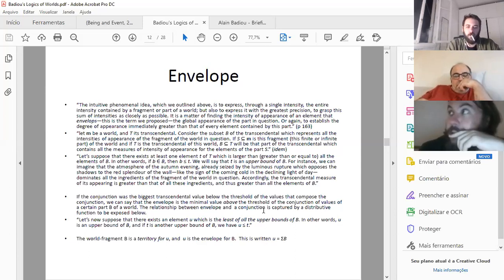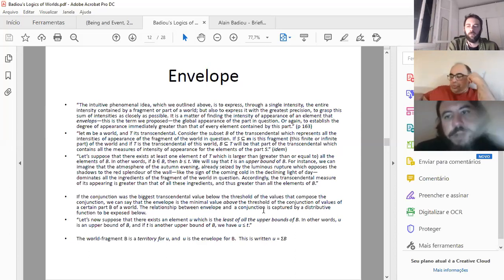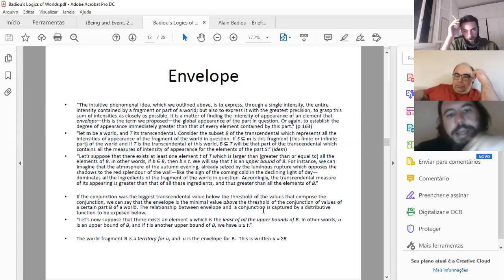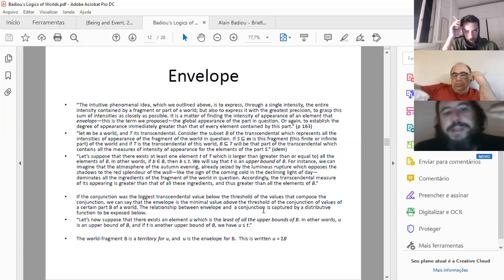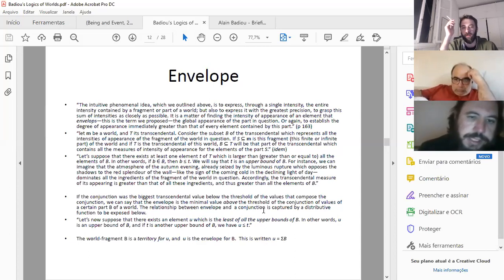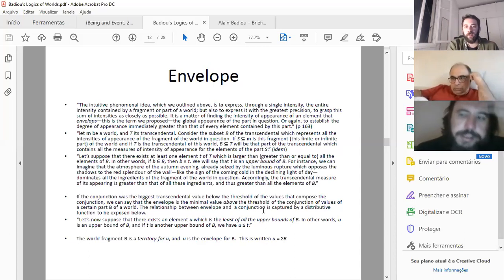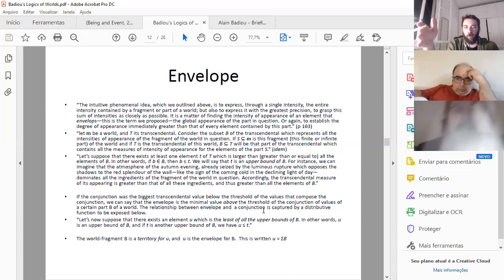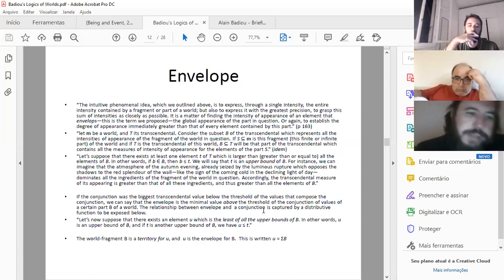I think conjunction points to the degree that is below, and it's common between two. And the envelope is the lower degree that is above, to which they are common. So conjunction is the thing that's common to both. Envelope is the thing to which they're both common. This is good. Yeah, exactly.